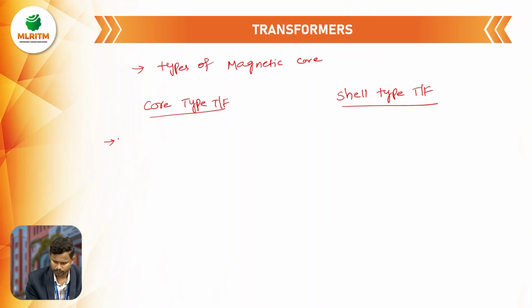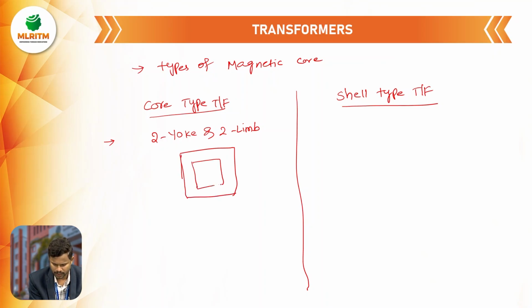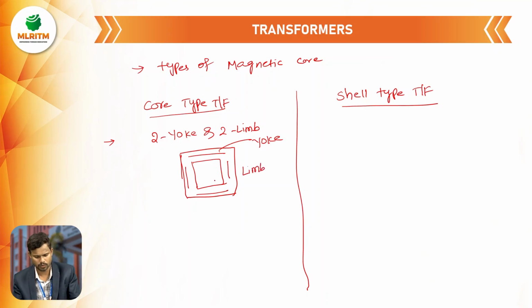First, the core type transformer consists of two yokes and two limbs. Yoke means the horizontal part of the transformer core, and the vertical part is called a limb. So in this core we have two yokes and two limbs.